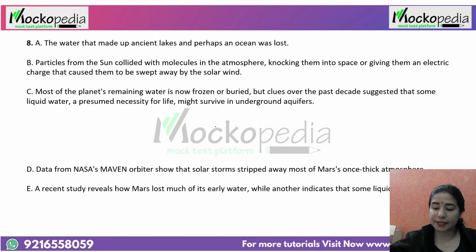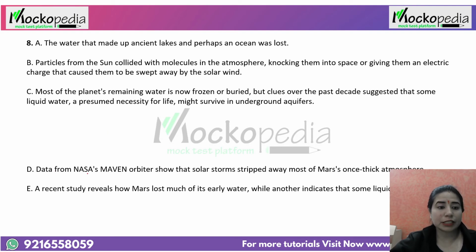So let's begin the discussion. The water that made up ancient lakes and perhaps an ocean was lost. Okay, let's read the further sentences. Particles from the sun collided with molecules in the atmosphere, knocking them into space or giving them an electric charge that caused them to be swept away by the solar wind. Let's read the rest of the statements. Most of the planet's remaining water is now frozen or buried, but clues over the past decade suggest that some liquid water, a presumed necessity for life, might survive in underground aquifers.